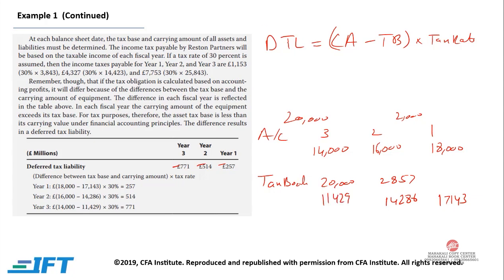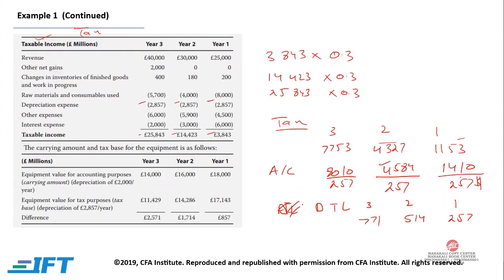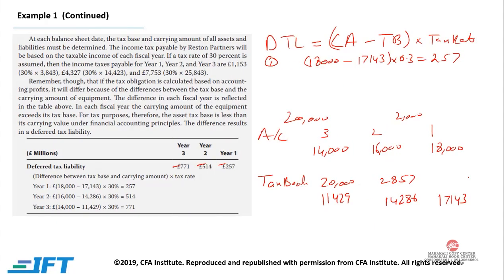Now our deferred tax liability for the first year would be carrying amount, that is 18,000, minus 17,143, that is your tax base, into 0.3. This will give us 257, as we also calculated before. So the difference over here was 257. The accounting book is saying that we need to pay tax of 1,410. The tax book is saying 1,153. So we pay $257 less in taxes. So hence our liability is 257.